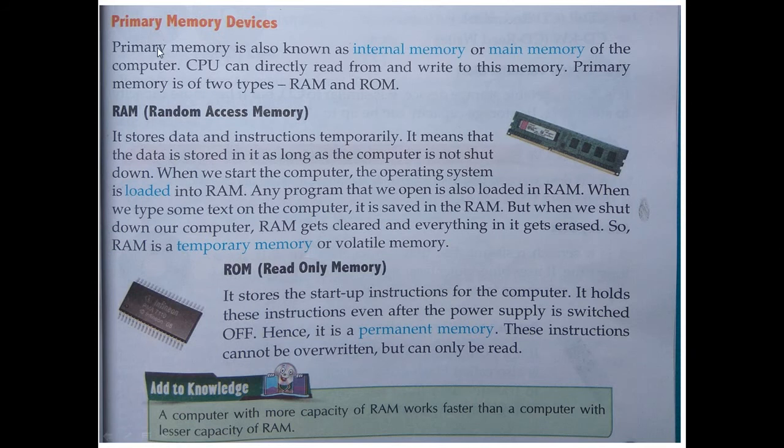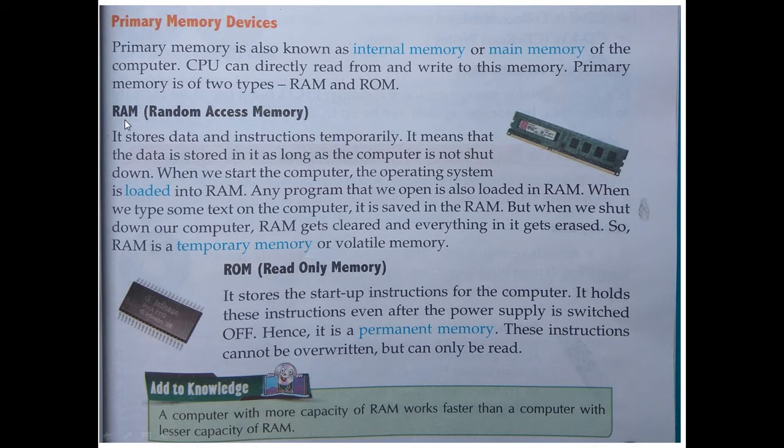Primary memory devices. Now what are primary memory devices? Primary memory is also known as internal memory or main memory of the computer. CPU can directly read from and write on this memory. Primary memory is of two types, RAM and ROM. There are two types, RAM and ROM. What is RAM and what is ROM?